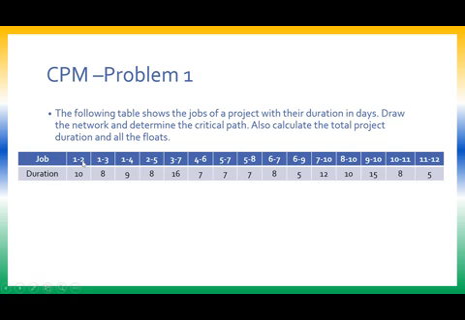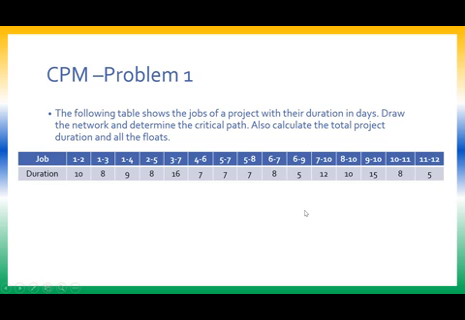So from 1 to 2 is an activity, its duration is 10 days. 1 to 3, 8 days. 1 to 4, 9 days. 2 to 5, 8 days. 3 to 7, 16 days. 4 to 6, 7 days. 5 to 7, 7 days. 5 to 8, 7 days. 6 to 7, 8 days. 6 to 9, 5 days. 7 to 10, 12 days. 8 to 10, 10 days. 9 to 10, 15 days. 10 to 11, 8 days. And lastly, 11 to 12 is 5 days.